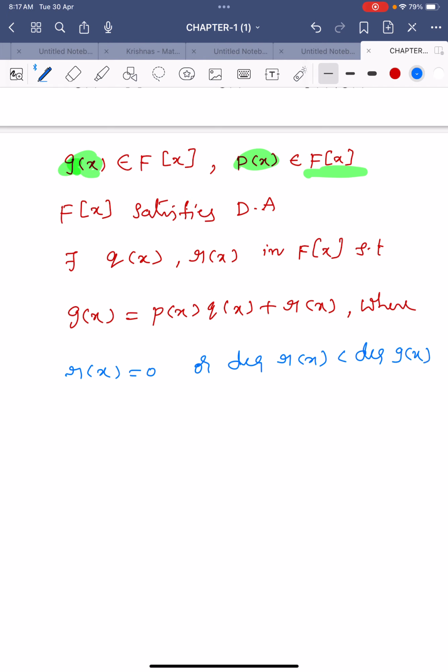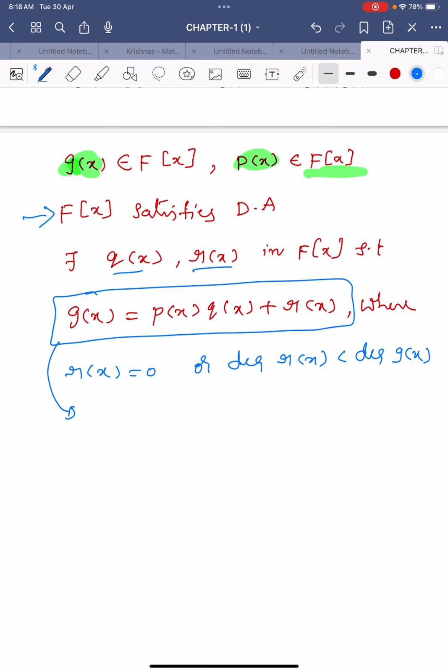I just wrote the division algorithm. The ring of polynomials F of x satisfies the division algorithm. Then there must be two polynomials q of x and r of x in capital F of x satisfying this condition: g of x is equal to p of x into q of x plus r of x, where either r of x is equal to 0 or degree of r of x is less than degree of p of x. Okay, now let us take in this equation x replaced by u. So you get g of u is equal to p of u q of u plus r of u. You get g of u is equal to p of u plus r of u.